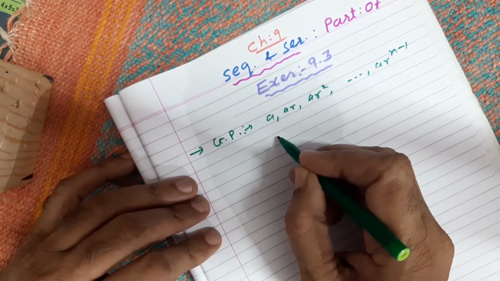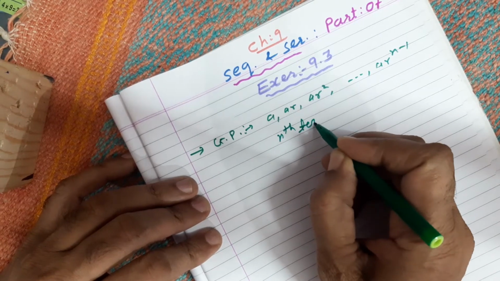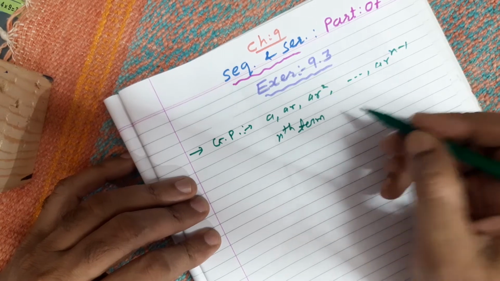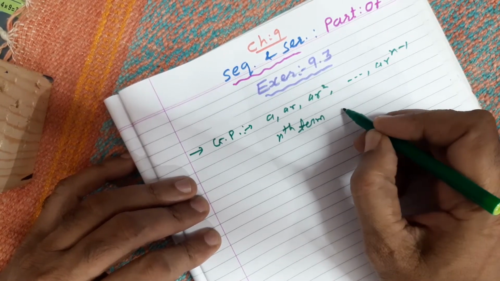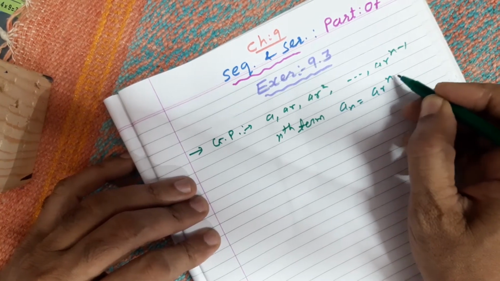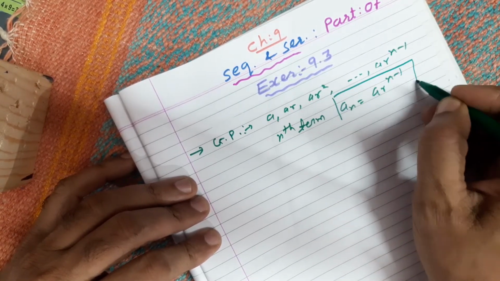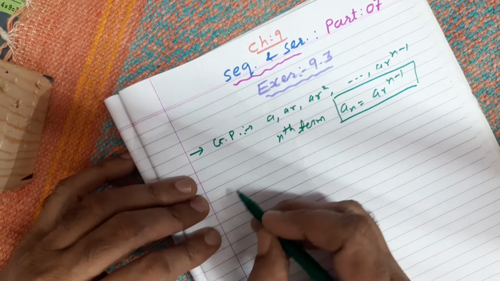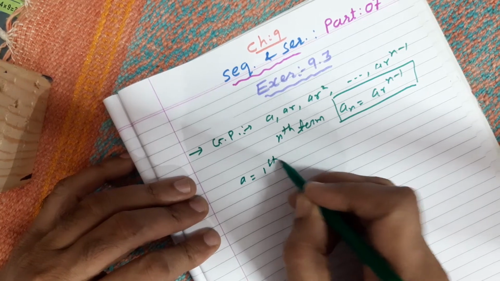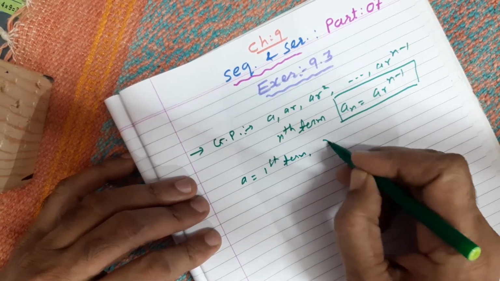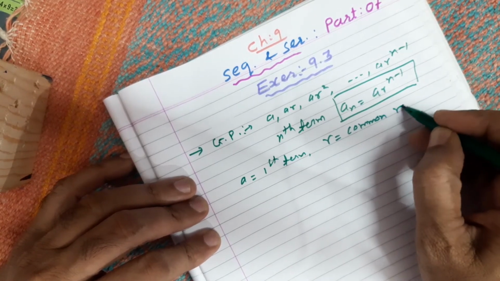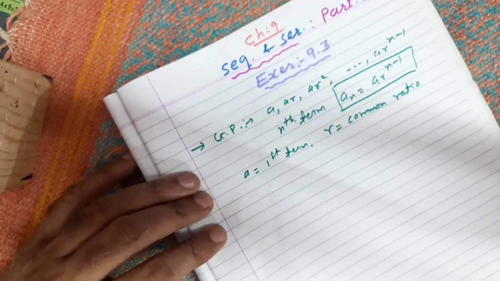Where nth term is the nth term formula. The nth term, or you can say even the last term, is an, and that is ar raised to n minus 1. This is the formula. a is the first term, r is the common ratio. We have studied all this already, so I'm just recalling it.